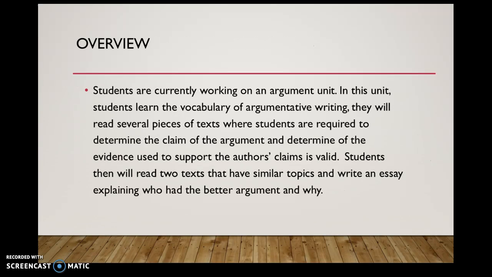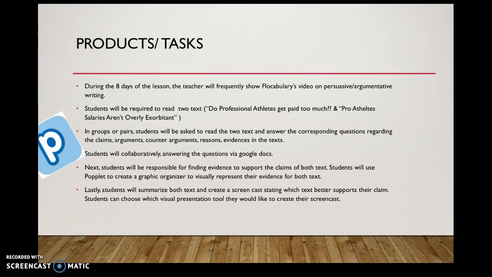An overview of my project is students are currently working on an argument unit. In this unit, students learn the vocabulary of argumentative writing. They will read several pieces of text where students are required to determine the claim of the argument and determine if the evidence used to support the author's claim is valid. Students then will read two texts that have similar topics and write an essay explaining which text had the better argument and why.